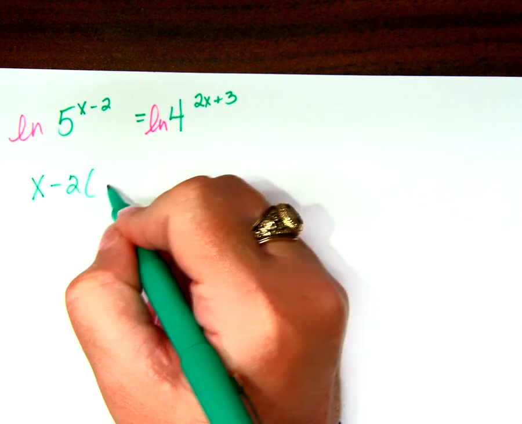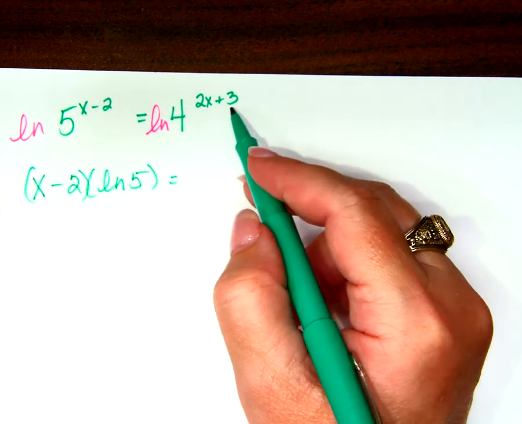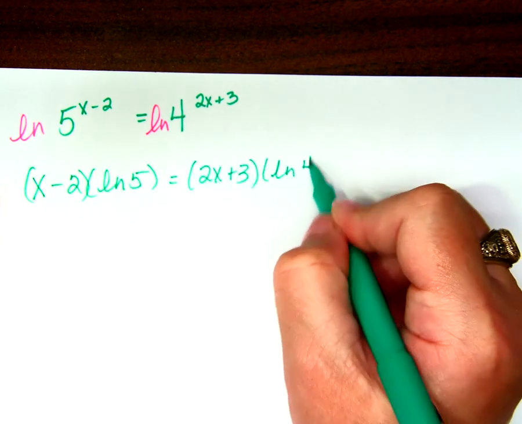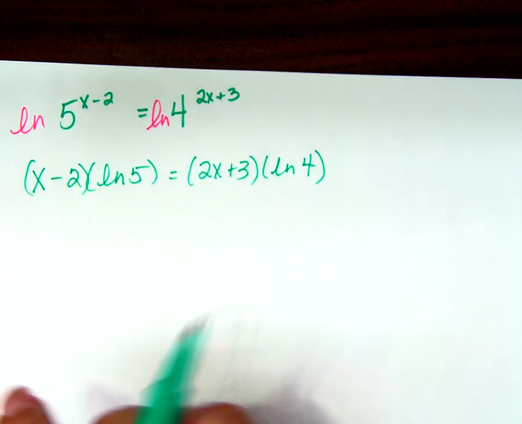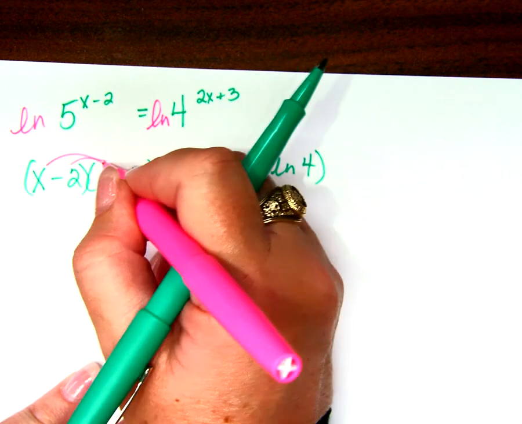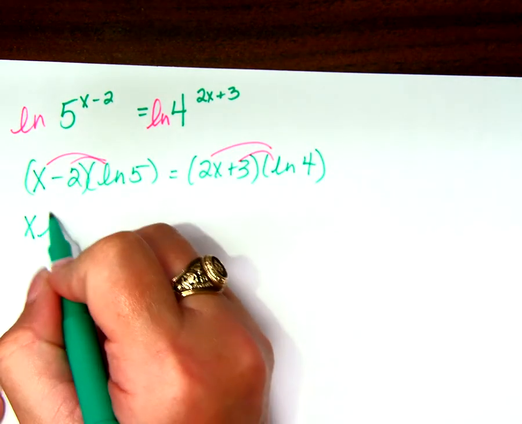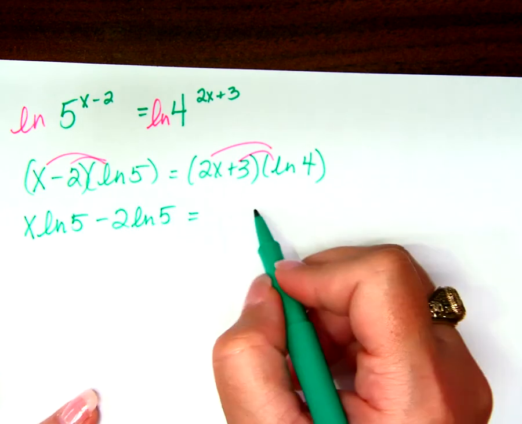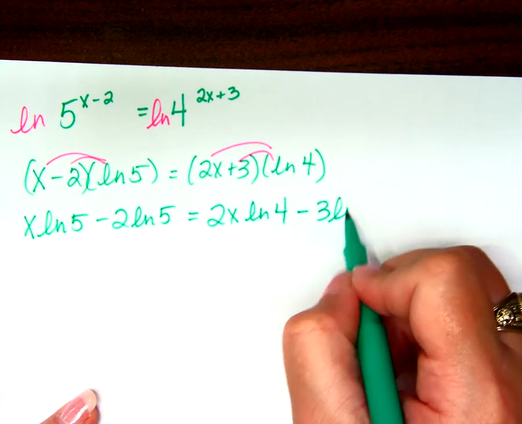X minus 2, natural log of 5, equals, same thing with this, 2x plus 3, natural log of 4. Now what? Distribute, okay. So, like that, and like that. So I get x natural log of 5 minus 2 natural log of 5 equals 2x natural log of 4 minus 3 natural log of 4.